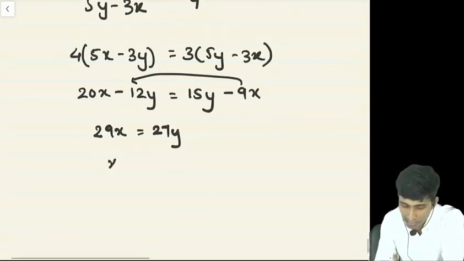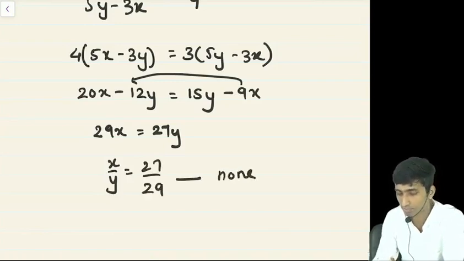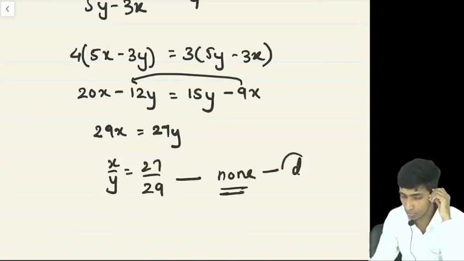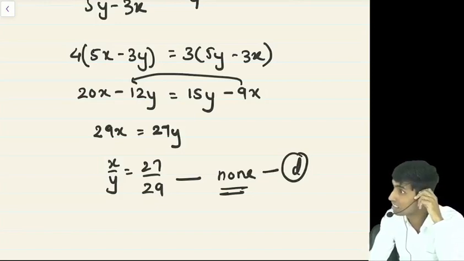So here x by y is equal to 27 by 29. Option? None of this. 29 by 27 is the answer.